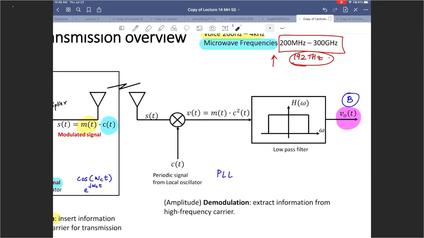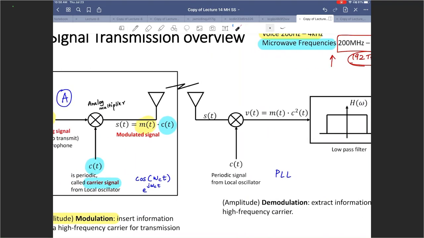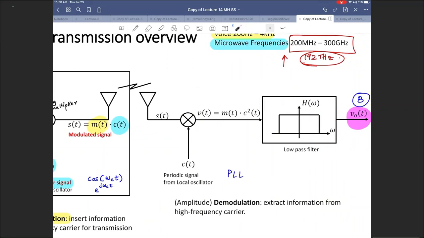Here we have assumed that C of t at the receiver and the transmitter are sort of matched up in frequency and phase both. Easy to match in frequency, not the case for phase. So assuming that this is my S of t and this is my C of t, I use another product multiplier here to demodulate. So amplitude demodulation. What do I get? I get V of t, which is M of t times C squared of t. The reason for that is S of t is M of t multiplied by C of t. So if I multiply with C of t again, what I get over here is M of t multiplied by C squared of t.